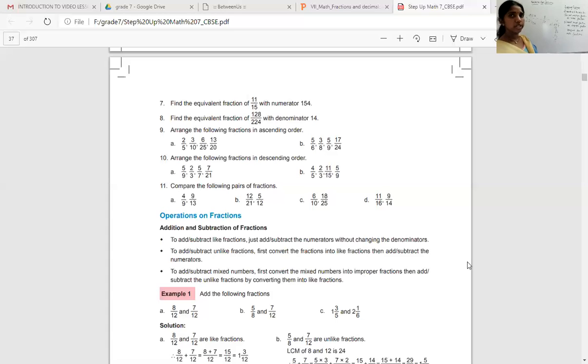Sometimes they will mention that the denominator has to be a certain value, or the numerator has to be a certain value. At that time you have to do it this way. Otherwise, if they ask you to find three equivalent fractions, you can do it anyway: multiply or divide the numerator and denominator by the same number.